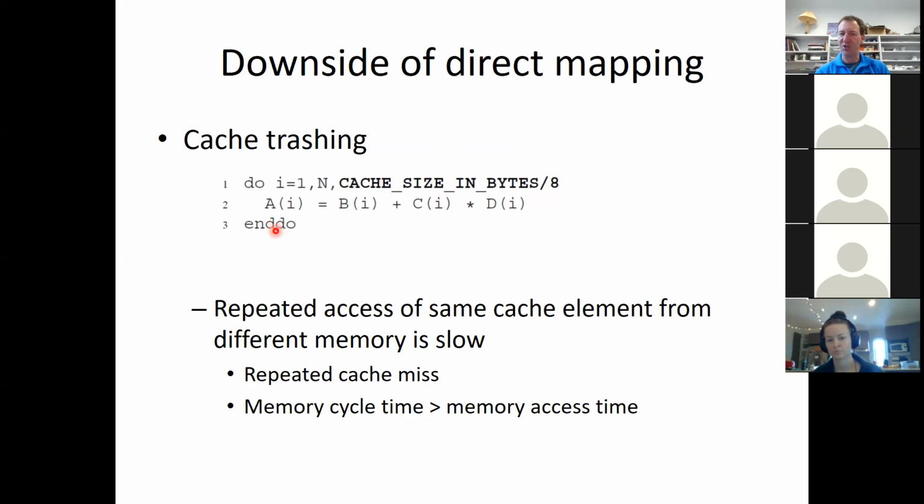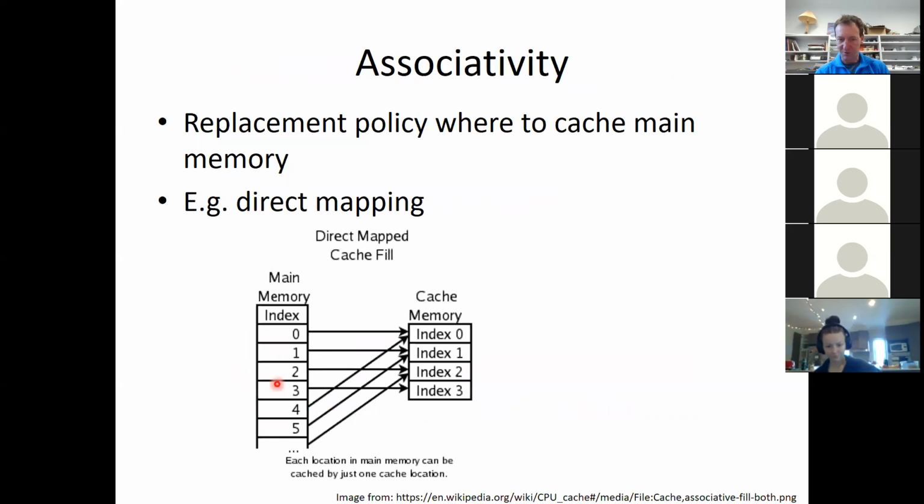What will happen is that you will have repeated access of the same element in cache. So, for example, 0 to 3 is your cache size. And what we do is, in strides of 4, we access 0 and 4 and 8 and so on, which means with this direct mapping, we will always access whatever sits in cache at the index position 0.